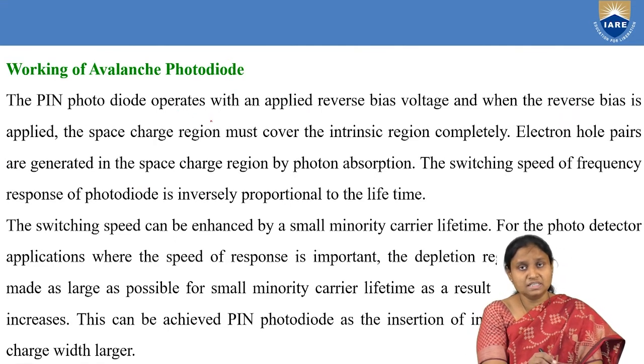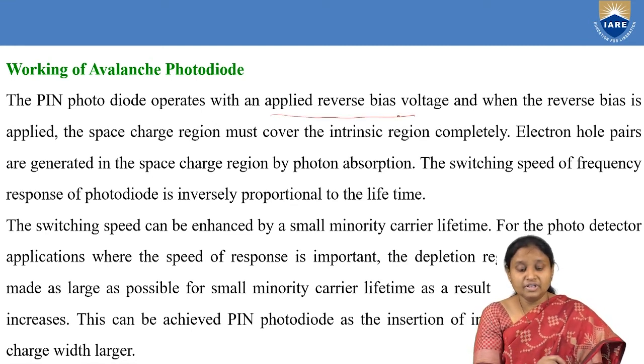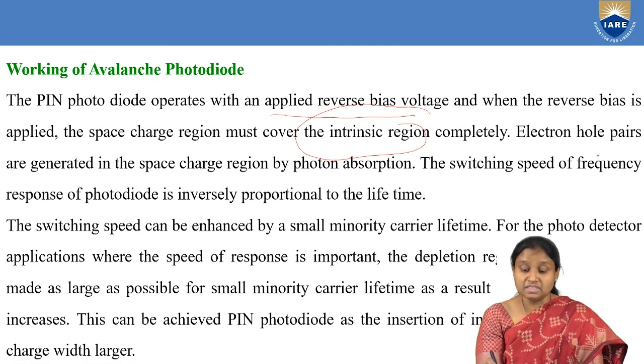So here also, just like our normal photodiode, they are reverse biased, and when reverse bias is applied, we know that the depletion layer consists of the intrinsic region. So here we have a lot of immobile charge carriers. Because there are a lot of immobile charge carriers, once we expose them to light, electron hole pairs are generated because of photon absorption.